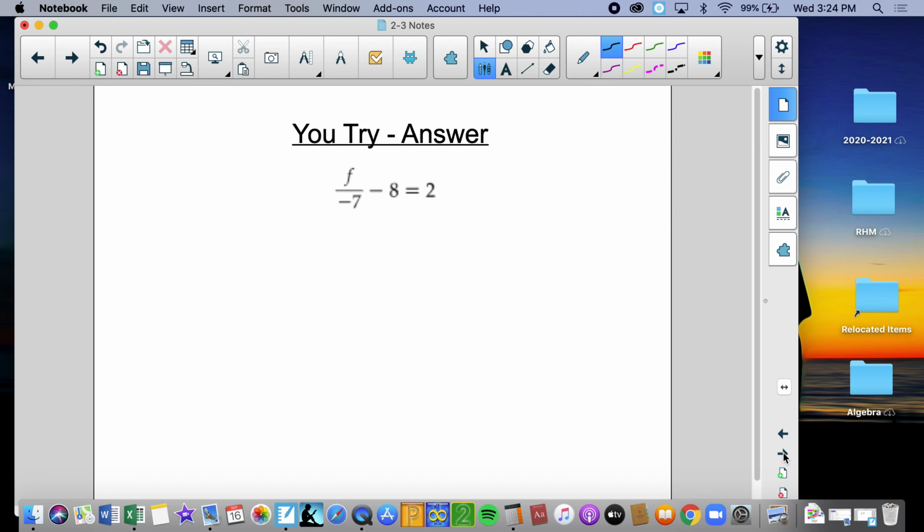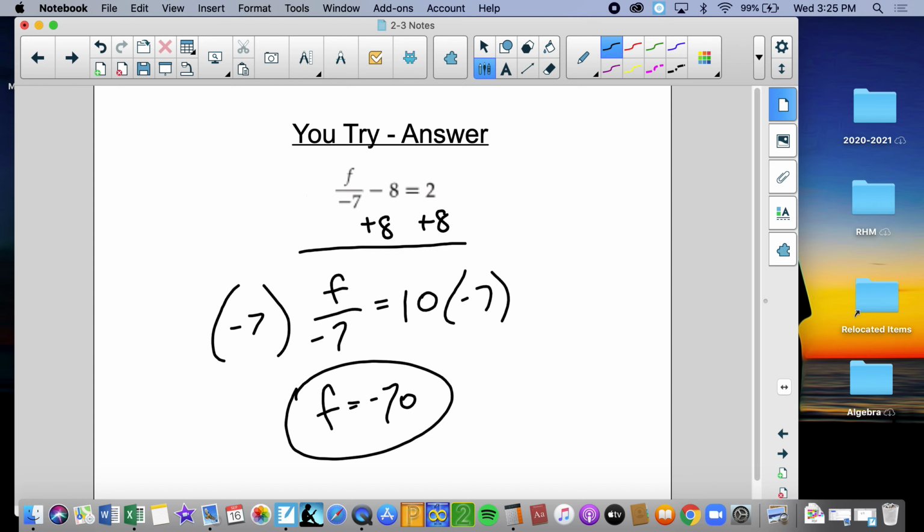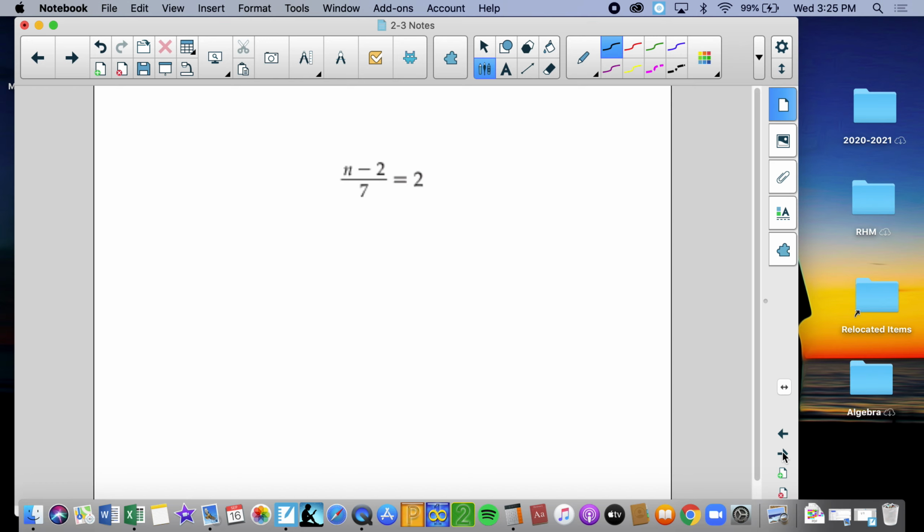So we have -7 dividing the variable and 8 being subtracted. We're going to get rid of addition and subtraction first. We get f over -7 equals 10. How do we get rid of -7 dividing? We multiply by -7. That leaves us with f equals -70. We're going to multiply both sides by -7. All right, here is the special.